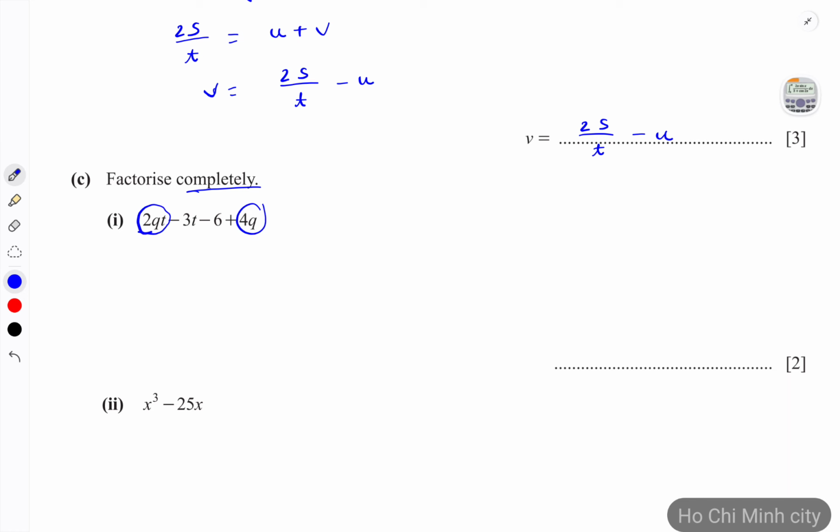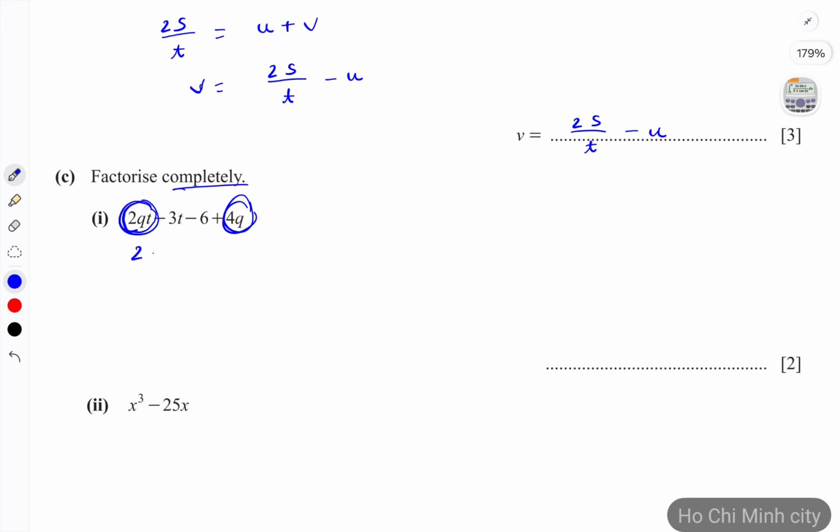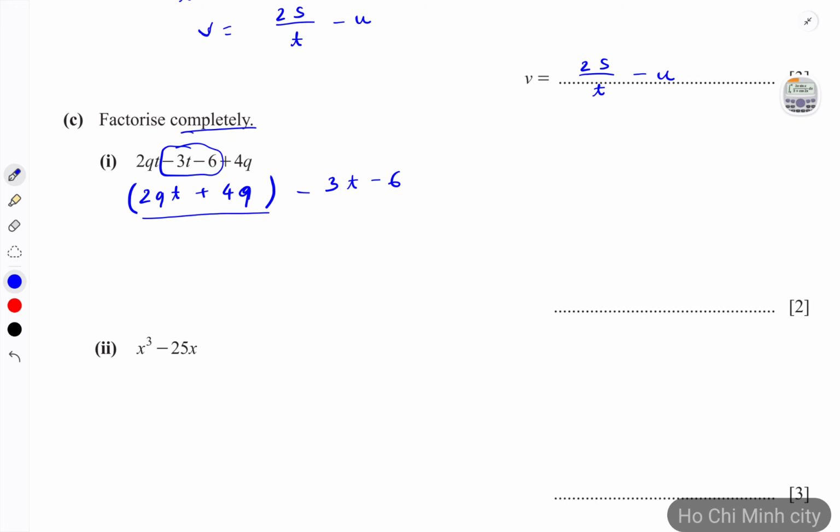combine these two, then you would have the common part that is 2q, right? So first of all, let's combine them, put them in the same group, 2qt plus 4q. Put them in the bracket, and then put the rest outside, minus 3t, all right, minus 6. So here, if you put the 2q outside, then the inside of the bracket is t plus 2.